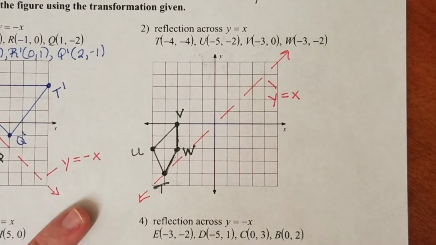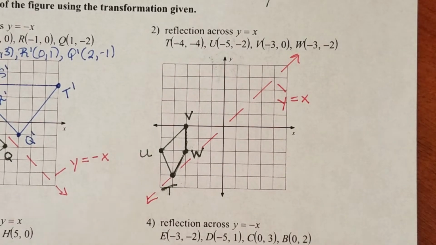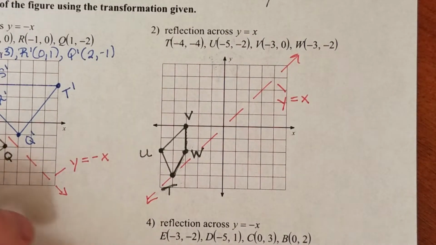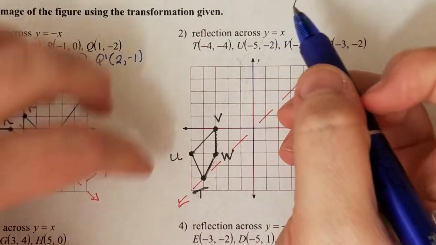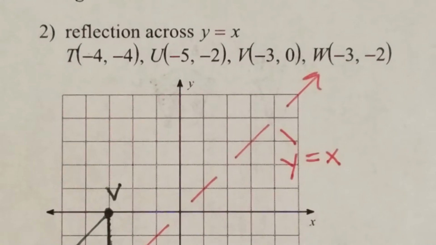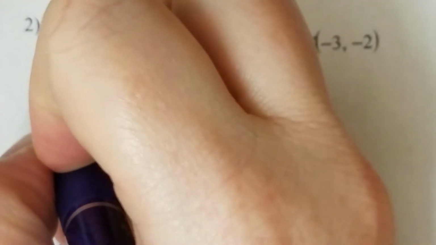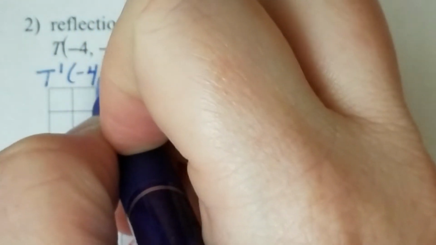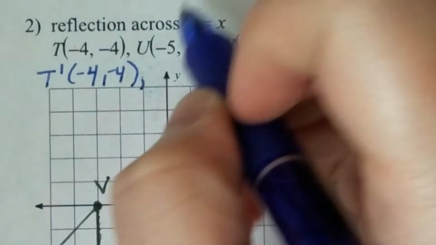Now this one is just y equals x, so that means that we don't have to change any signs, we just switch them. So if it's y equals x, you just switch them. If it's y equals negative x, you switch them and change the signs. So here I'm going to go ahead and change the coordinates and then graph the picture and see if it's correct. So T prime is going to be -4, -4, because they're both the same.